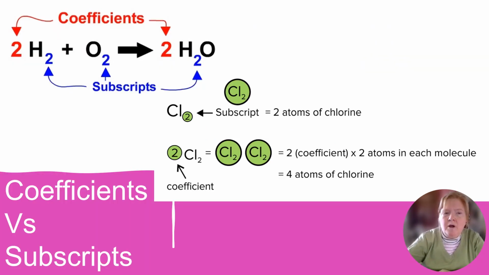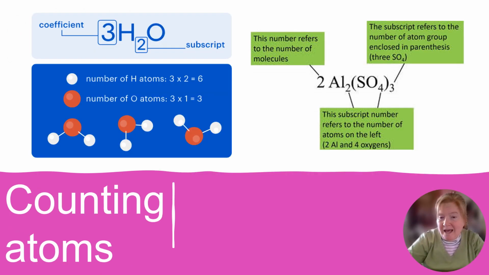All right, now we can have both subscripts and coefficients. Subscripts tell you how many atoms of an element are in a chemical formula. Coefficients tell you how many of that molecule you have. So in this case, this 2 in front here says I have 2 of these. So in fact, I have 4 total H's because 2 times 2, okay?